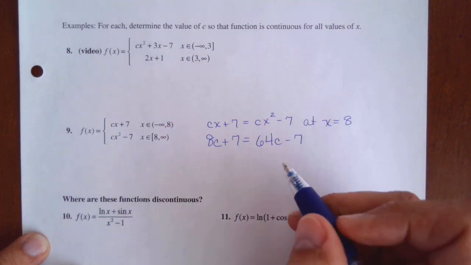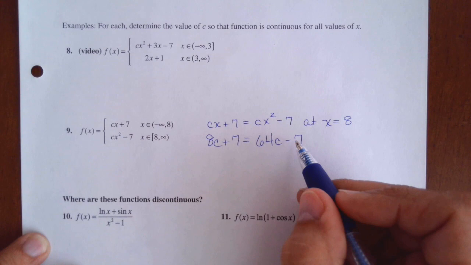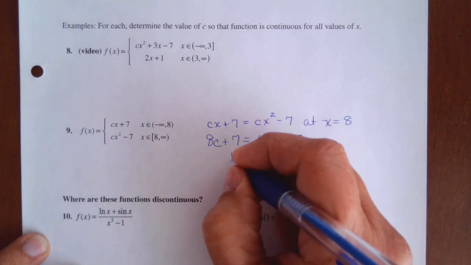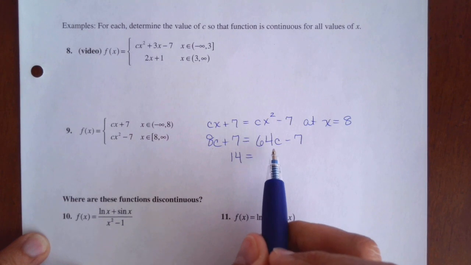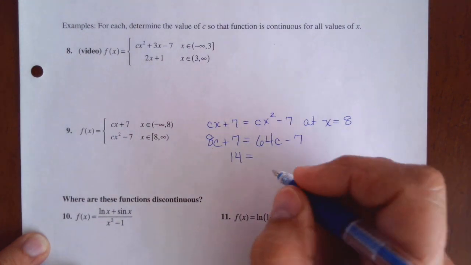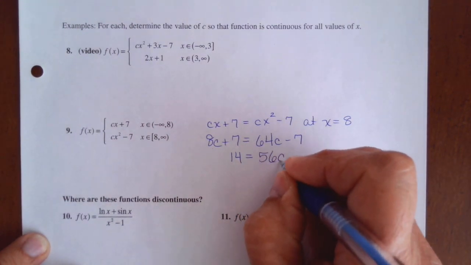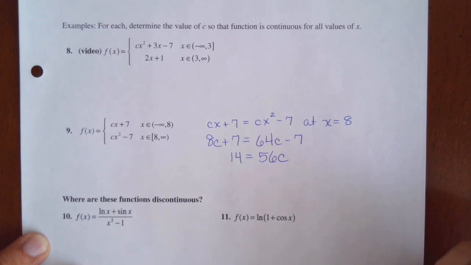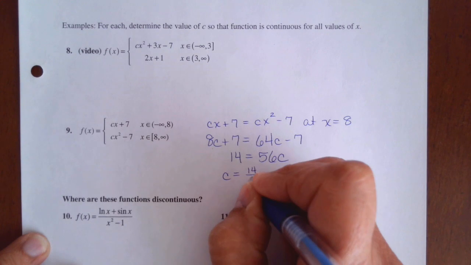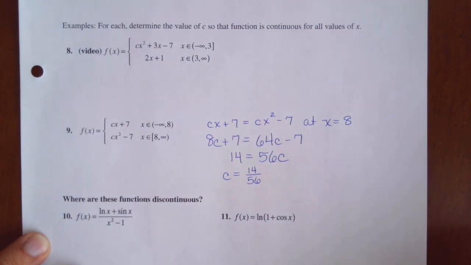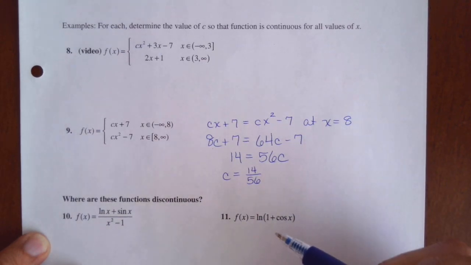Okay? So I'm going to go ahead and move this negative 7 to this side and make it 14. And I'm going to bring the 8c over to this side. So 64 minus 8 is 56c. And then I'm going to divide both sides by 56. So I end up with c equals 14 over 56. Okay. Now, I'm going to reduce that. 14 goes into both numbers, but it's a good point to stop right here and talk to you about WebWorks.